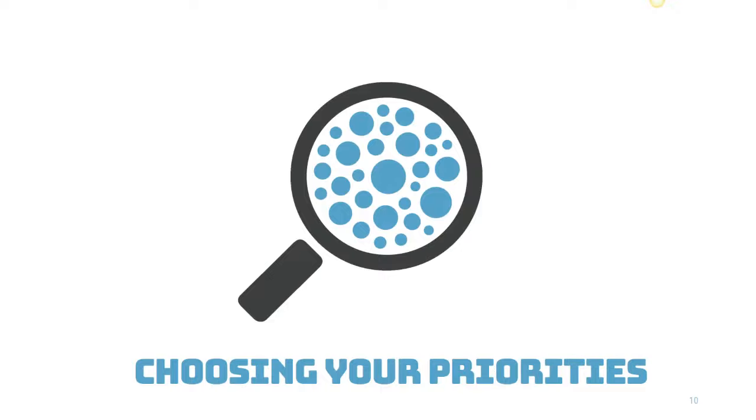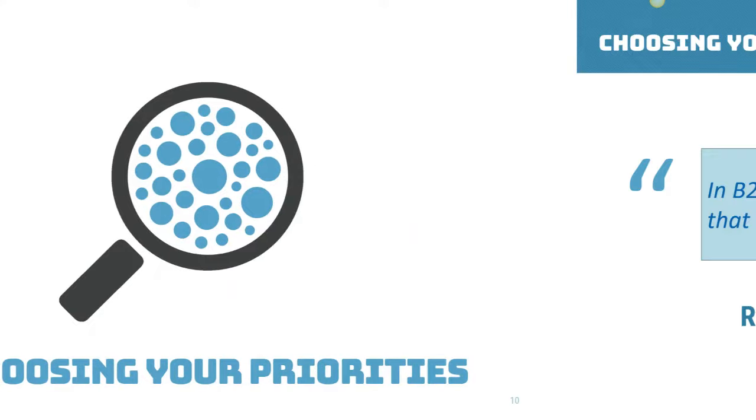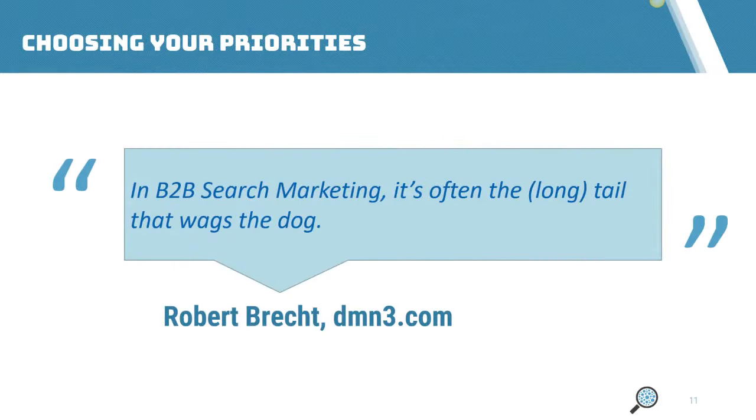So once I've done that, I've organized and classified, I'm going to start choosing my priorities to go into my campaigns and where I'm going to spend my budget. In B2B search marketing, for the higher priorities, it's often the long tail that wags the dog, those long phrases like energy management platform and software that give me more intent that I'm going to lead with my budget.